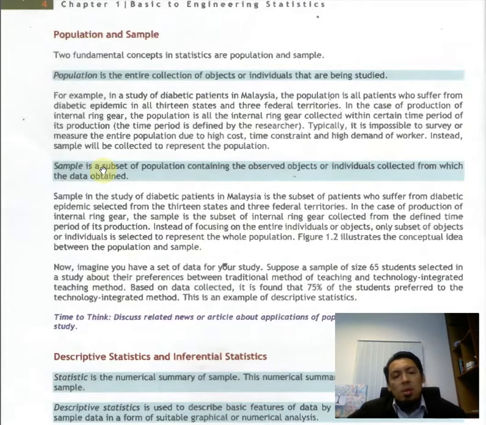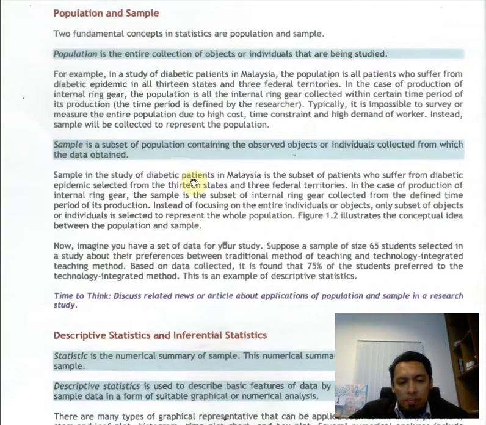If I want to measure using a sample, then I will not take all of the students, I will just take some of them using a suitable sampling technique that we'll touch on a bit later. Okay, that is sample and population.